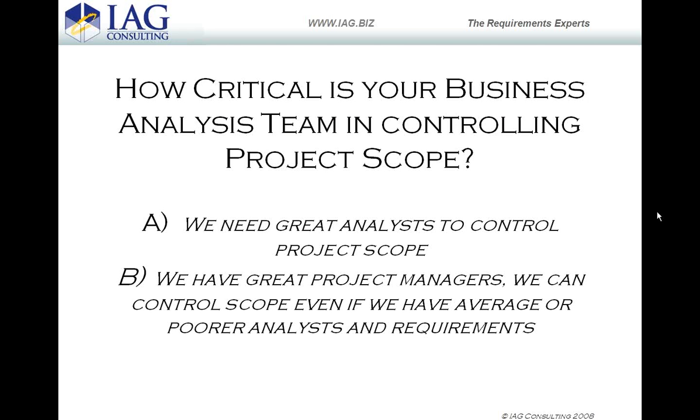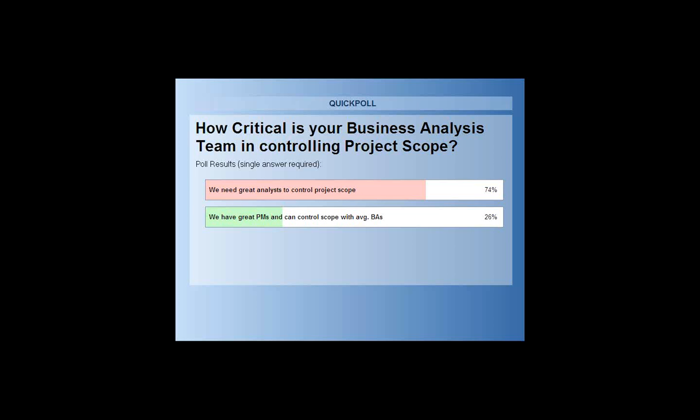When I do this with project management groups, then I'll get almost the inverted numbers, which is what it is, right? But 74% of people say we need great analysts to control scope. 26% say we've got great PMs and we can control scope with average analysts. And practically, that's the situation that most of you are in. It's average analysts, right? That's just what's going on.